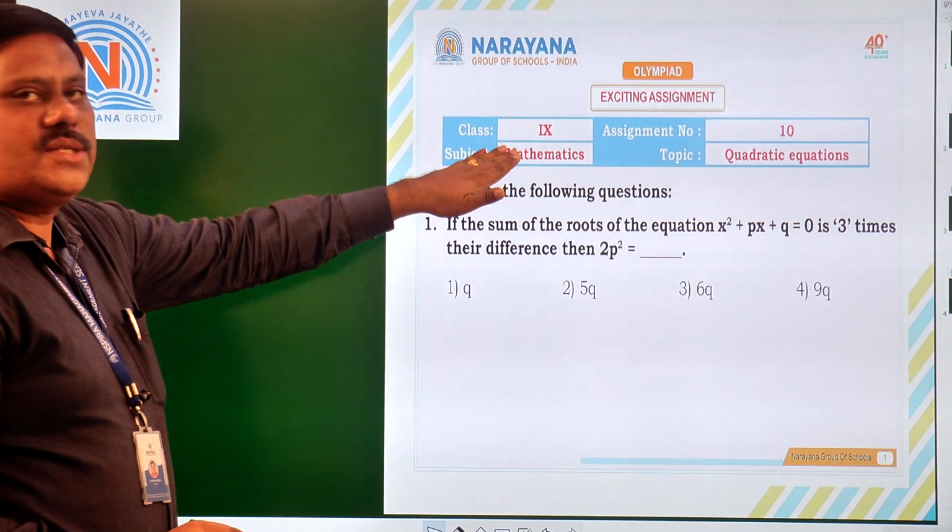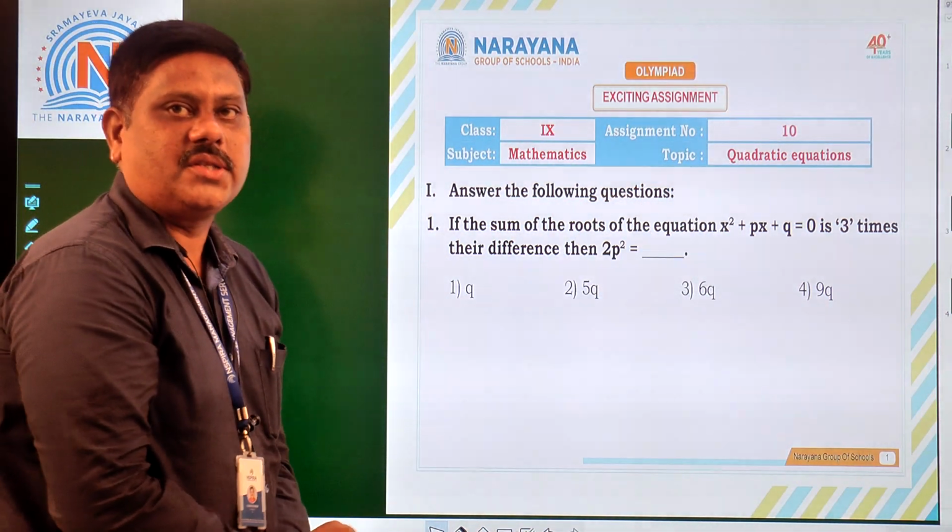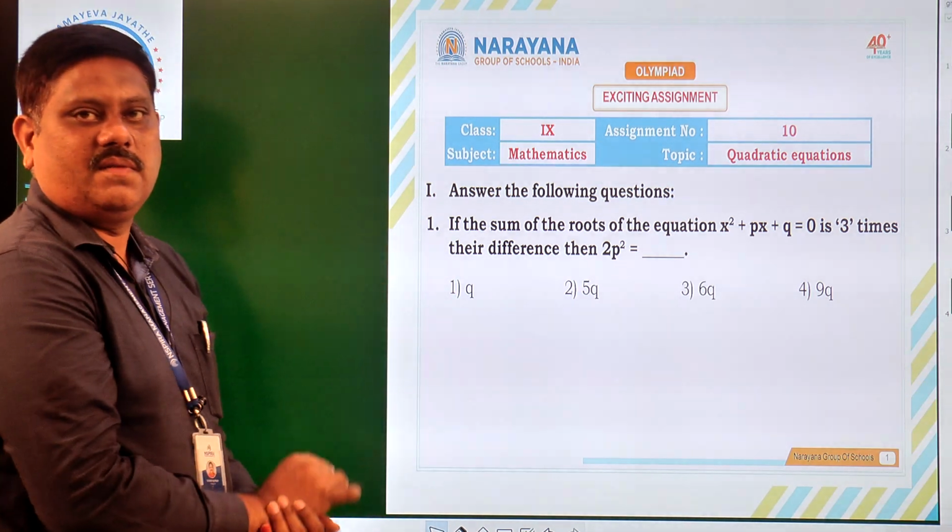Today for class 9 students, we are going to discuss assignment 10 on quadratic equations. Now let us start with the first question. What is the first question?